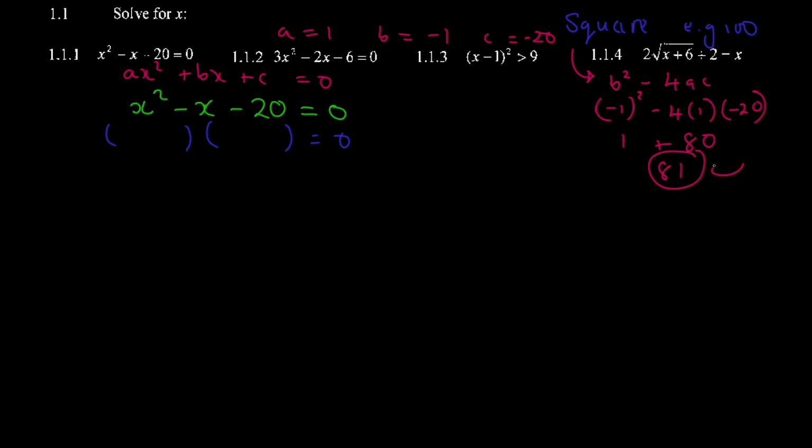81 is a perfect square. So this is good. It means that this is factorizable. So if it's factorizable, how do you find the factors?